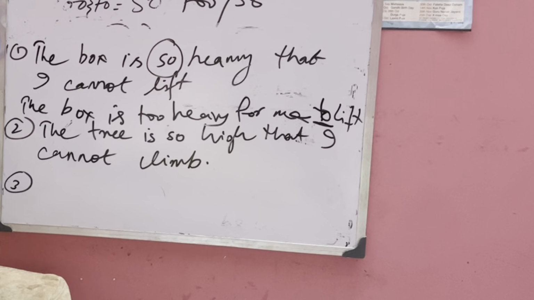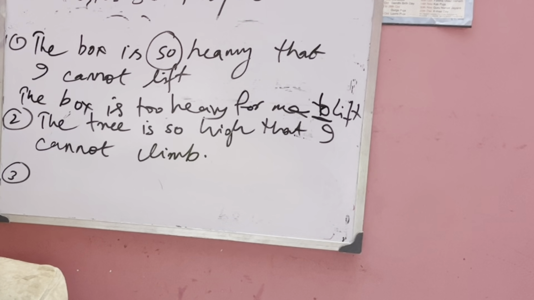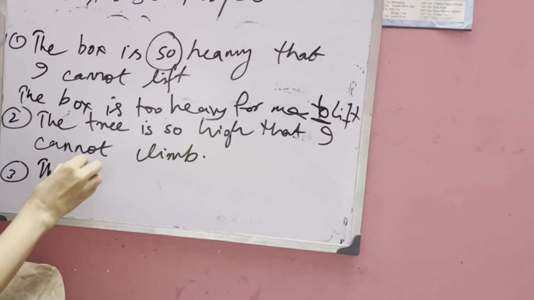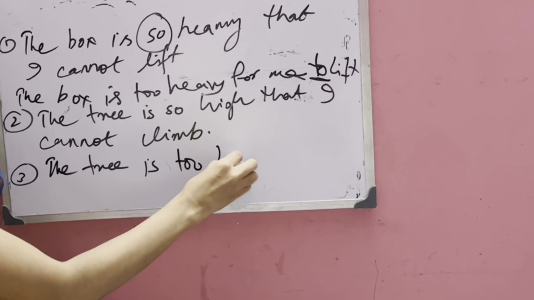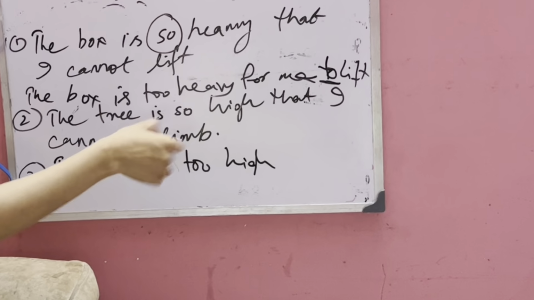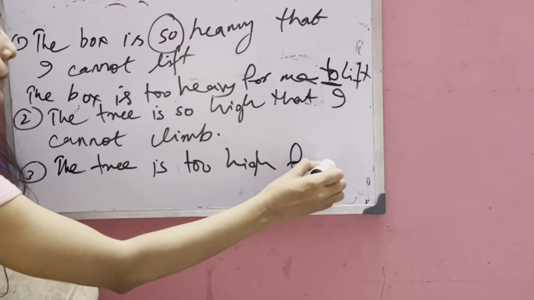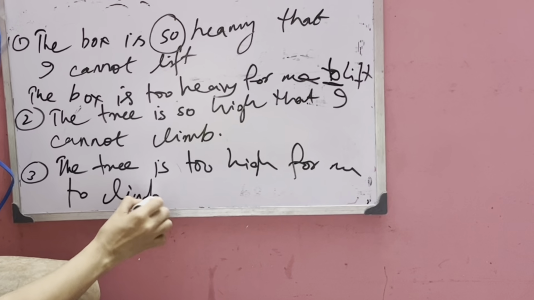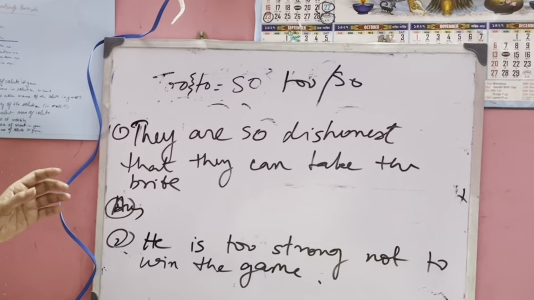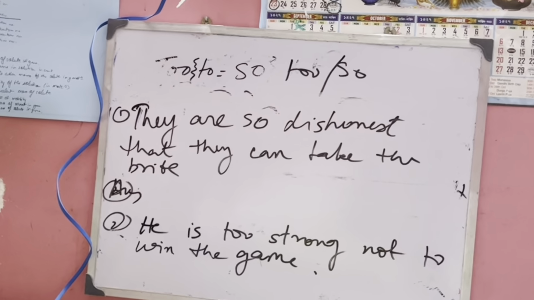Now the next question is, the tree is so high that I cannot climb. Again, the tree is too high for me because I cannot climb, right? The tree is too high for me to climb. Okay. So only 2 more questions and then I think all your doubts would be clear.